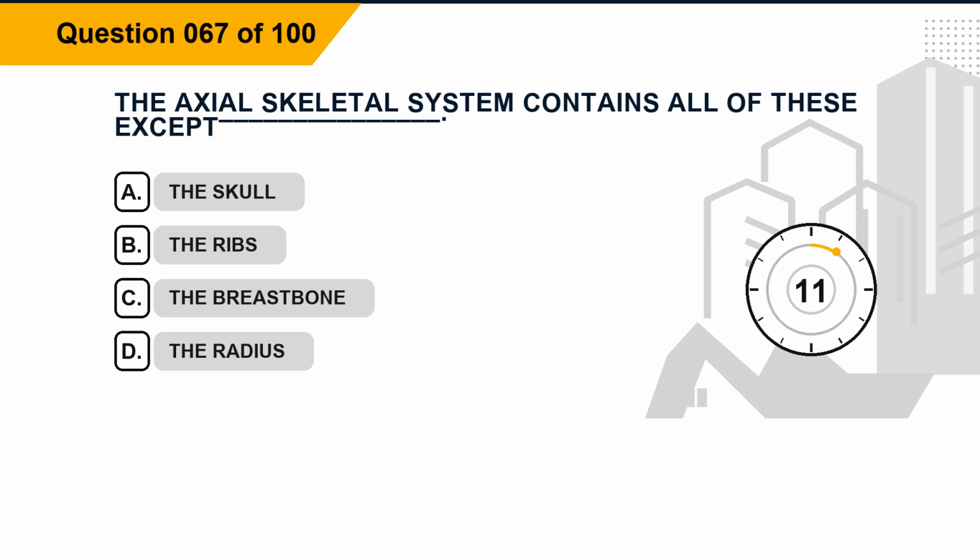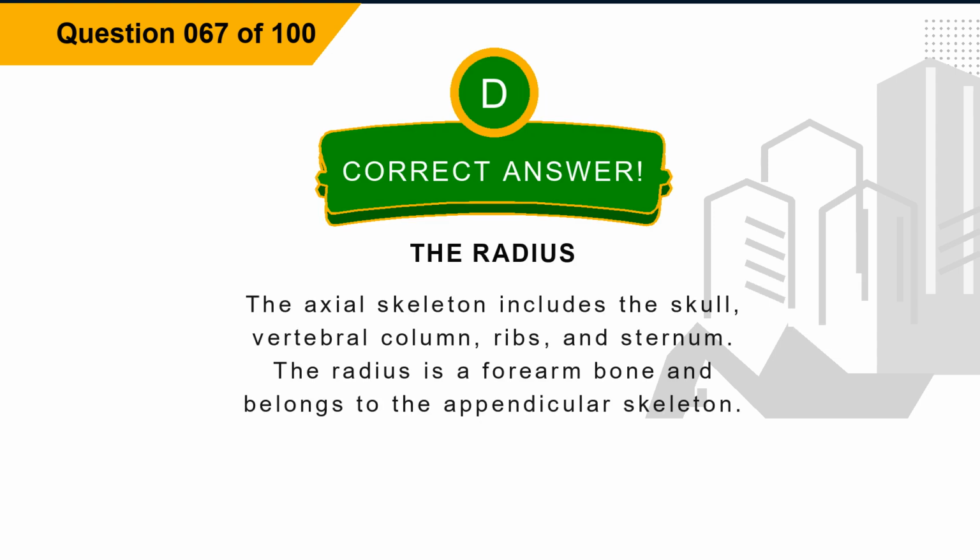Question 67. The axial skeletal system contains all of these except blank. Option A, the skull. Option B, the ribs. Option C, the breastbone. Option D, the radius. The correct answer is option D, the radius. Explanation: the axial skeleton includes the skull, vertebral column, ribs, and sternum. The radius is a forearm bone and belongs to the appendicular skeleton.